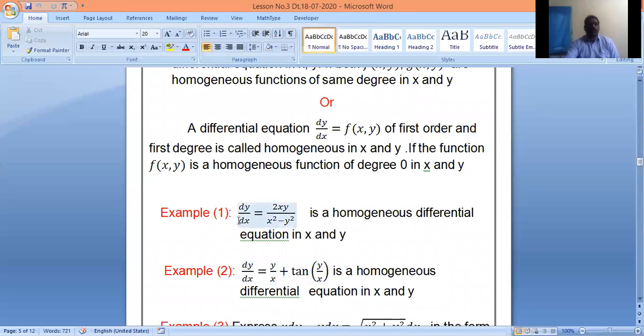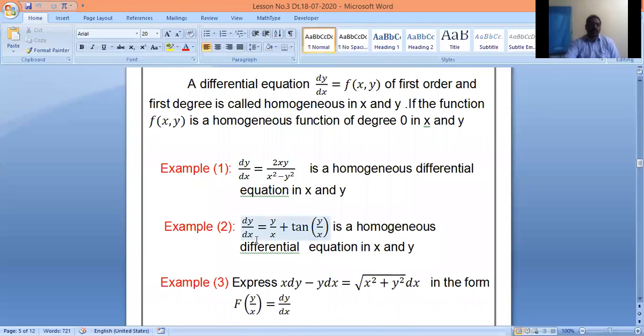For example, dy by dx is equal to 2xy by x square minus y square. Here f of x comma y, the numerator, is a homogeneous function of order 2. Similarly, g of x comma y, the denominator, is a homogeneous function of order 2. Both have the same order. Therefore, this equation is a homogeneous differential equation in x and y.